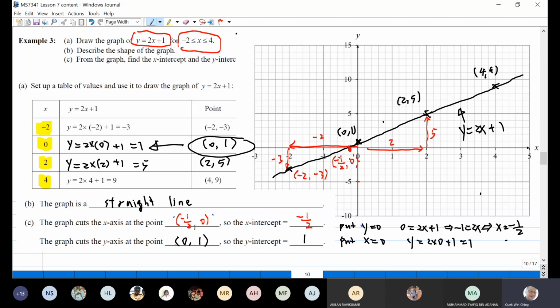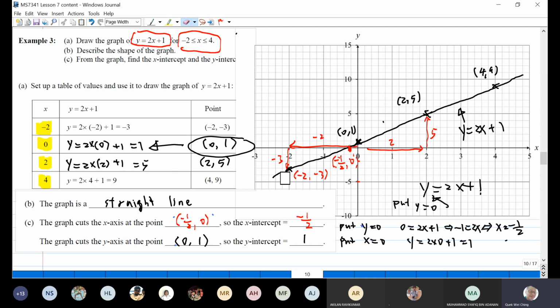Then for the x-intercept, calculate what happens when y equals 0. So you put y equals 0 into y equals 2x plus 1. Then you find out what x is. From there you can find x equals minus 0.5. So my graph is not very accurate because it doesn't show you 0.5, right? If you draw 0.5, it should be somewhere here.